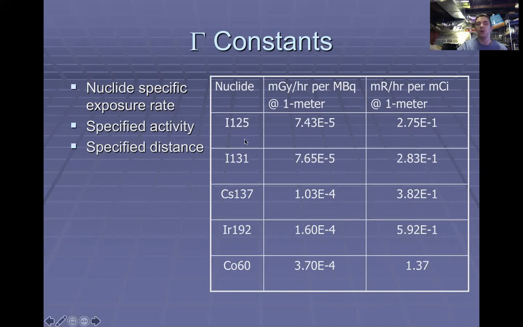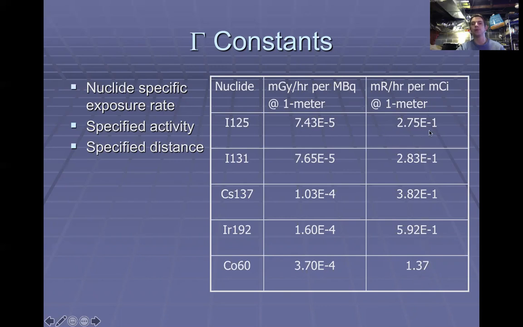Some isotopes will only give off very low energy, infrequent photons. Some isotopes have multiple high energy photons per decay. So they would have a much greater radiation hazard. They would have a much higher gamma constant. And we can look at this chart here, and you can see that there's a bit of variation here.